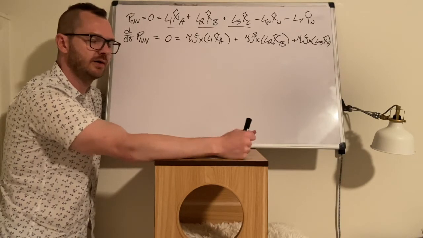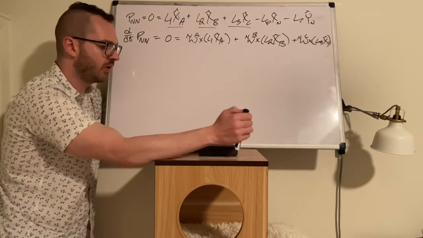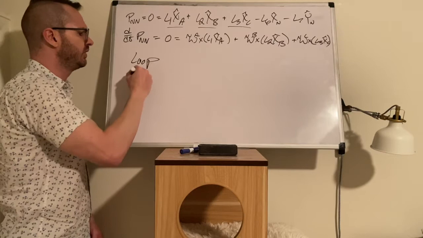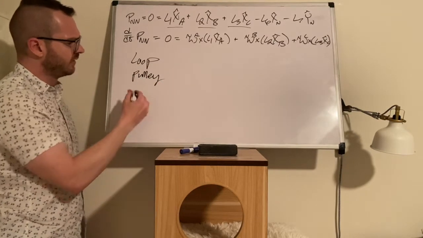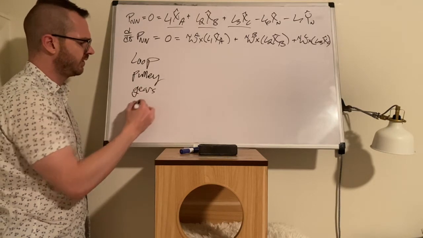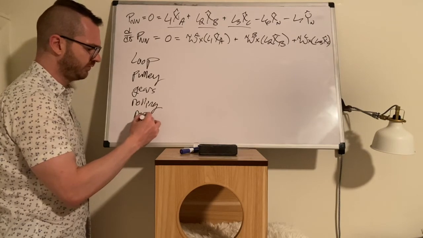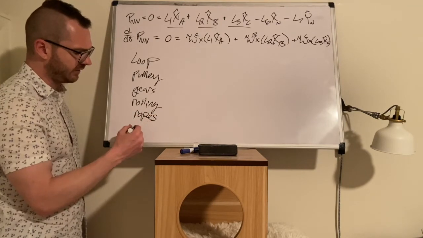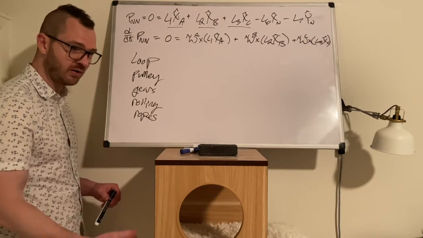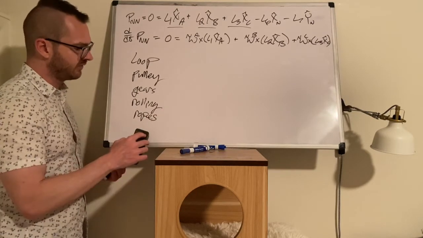We're gonna come back over the next week and a half or so, and we're gonna do all the other constraints. So what have we done? We did loop and we did pulley. Okay, so we still need to do velocity constraints with gears and rolling and ropes. And of course there was that geometric case. If you just have something else going on, you just take derivatives of those as well and do the best you can, because sometimes they get nasty.